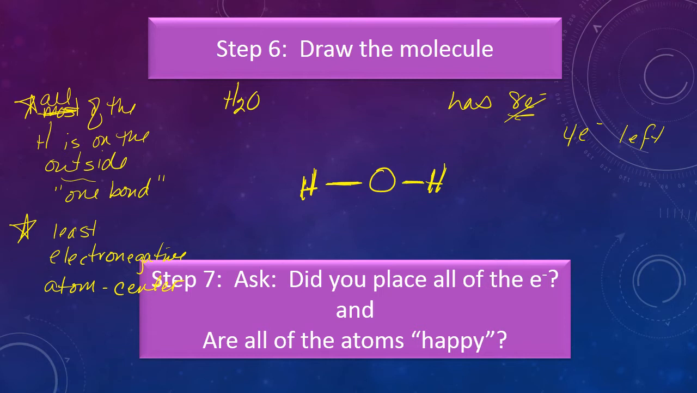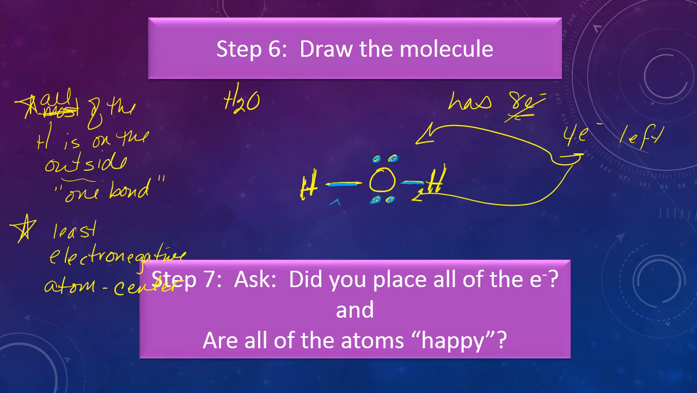Oxygen only feels like it has 4 electrons around it. But if I put these electrons like this, these are these 4 electrons, 2 on the top, 2 on the bottom, oxygen now feels like it has 8 electrons around it. There's 2 electrons there, 2 there, 2 more, and 2 more. So now oxygen feels like it has 8 electrons.